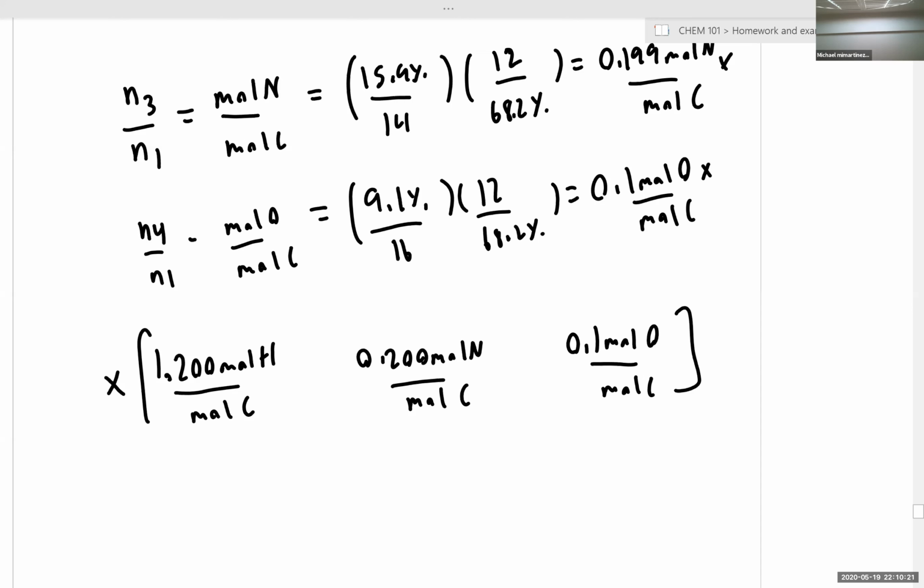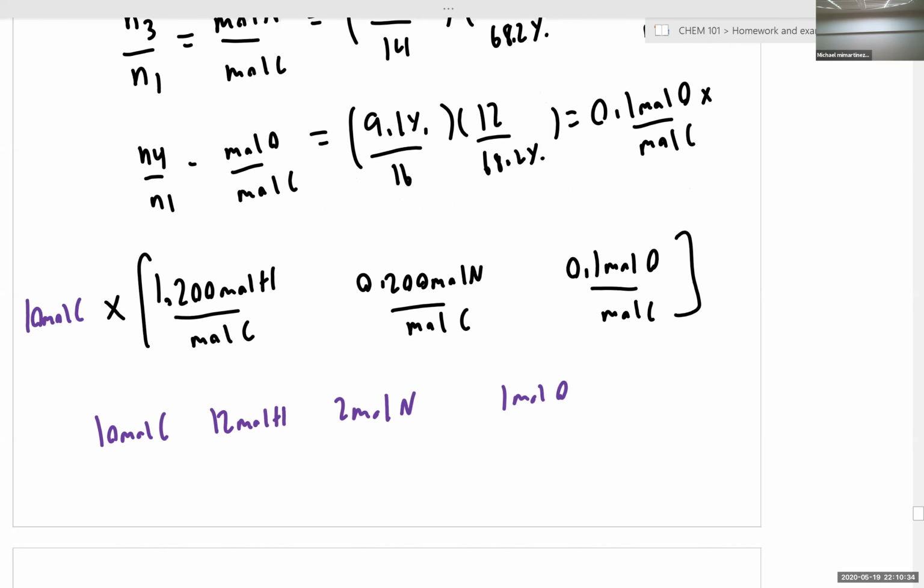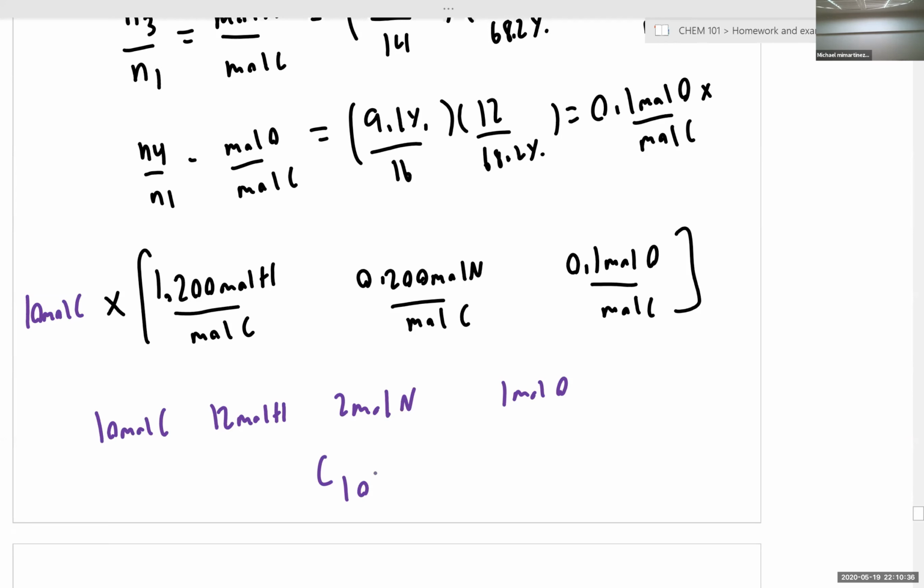10, yep, exactly. So if we multiply by 10 moles of carbon, we get 10 moles of carbon, 12 moles of hydrogen, 2 moles of nitrogen, and 1 mole of oxygen, which in turn gives us the formula C10H12N2O. And this is our empirical formula.